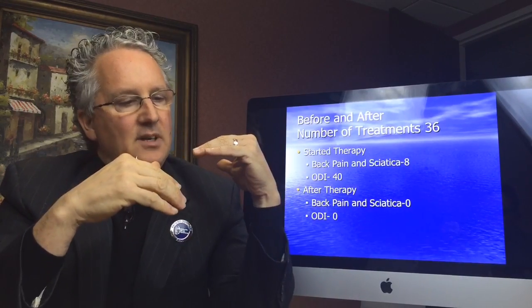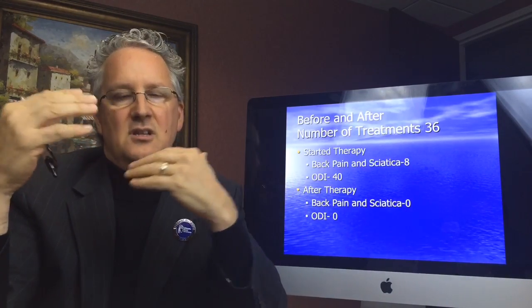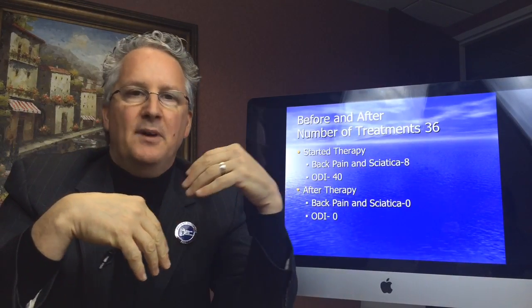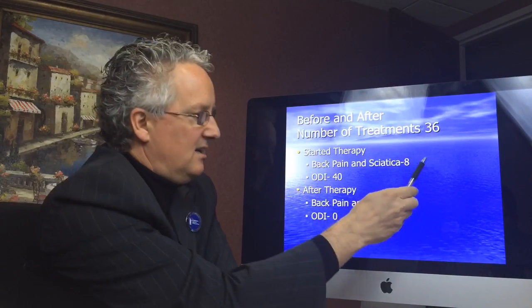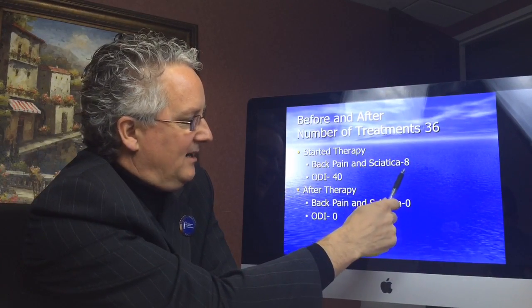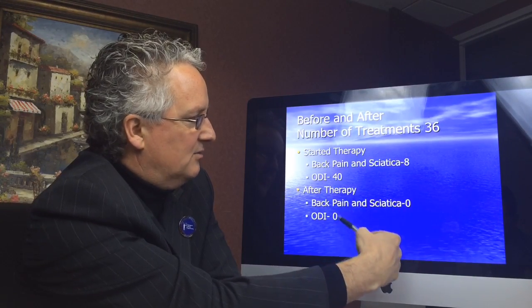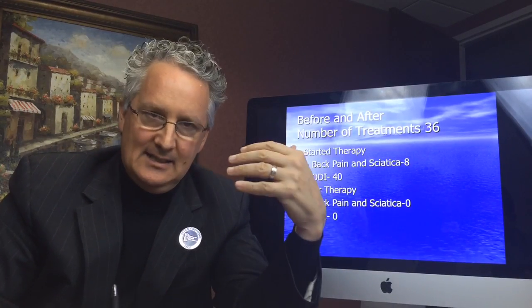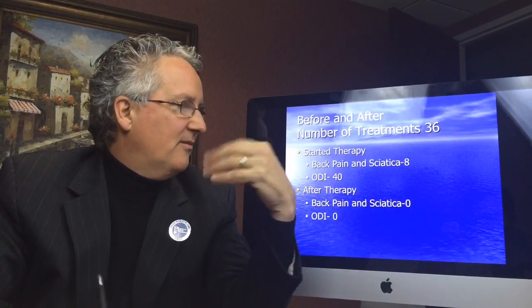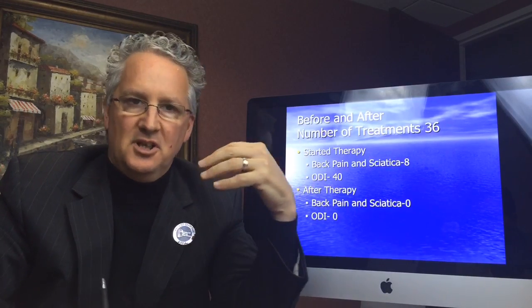Well, the outcome is the change in the pain and the change in the disability. How much better do you feel? What is the change in your Oswestry? So in his case, his pain went from an 8 down to a 0, and his Oswestry went from a 40 down to a 0. So the score would be 8, because his pain improved by 8. His Oswestry score would be a 40. His outcome was his Oswestry changed by 40.